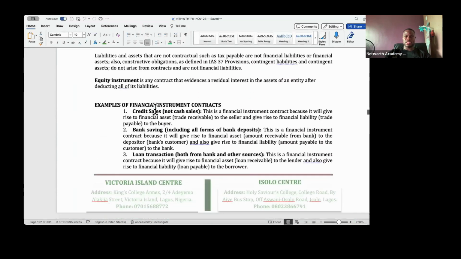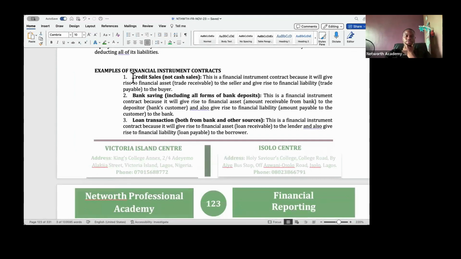Now, let's look at some examples of financial instrument contracts that have both sides complete. One is credit sales. When you sell on credit, the seller would have a financial asset because in his books he will have trade receivables. The buyer would have a financial liability because in his books he will have a trade payable, which is a contractual obligation to deliver cash. So a credit sales transaction is a financial instrument contract because the two sides are complete. It gives rise to a financial asset for the seller and a financial liability for the buyer, because the seller will have a contractual right to receive cash and the buyer will have a contractual obligation to deliver cash.